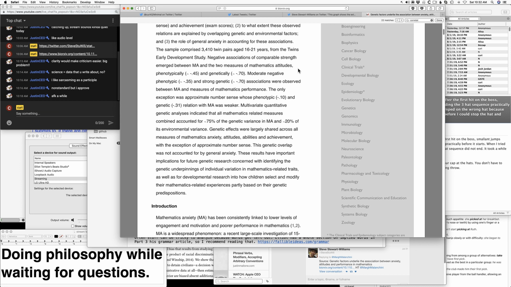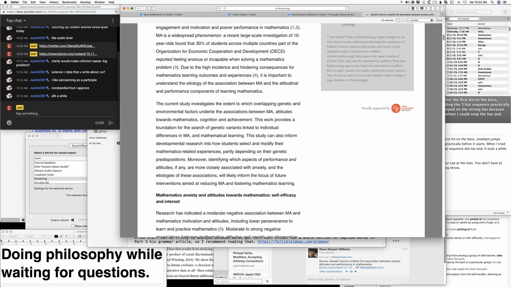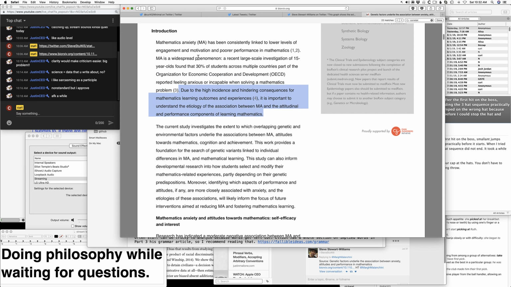So if they're excluding, there's generally a reason. And so they're ignoring, does the reason they excluded 15-year-olds have any bearing on then the use of 15-year-olds as a reference point? Due to high incidence and hindering consequences. It's important to understand the etiology of the association between MA and the attitude of... This is just fancy shit that says, because anxiety was bad for kids, we're going to try to study it.